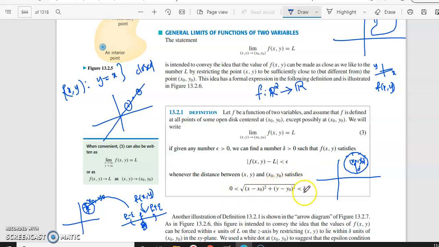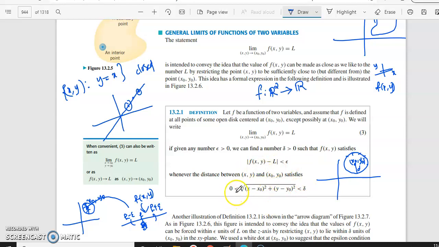So you have 0 less than delta here. So when you are taking the points x, y, they are close to x naught, y naught. So we are taking an open disk, that is why less than is used here. Also, the point x naught, y naught may not be included, because the function need not be defined at that point. So that's why we have excluded the point x naught, y naught. So when I say x, y approaches x naught, y naught, I have this open disk which is very close to the point x naught, y naught.